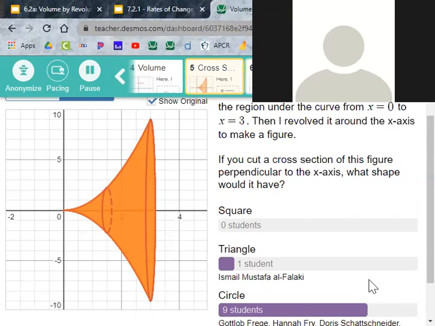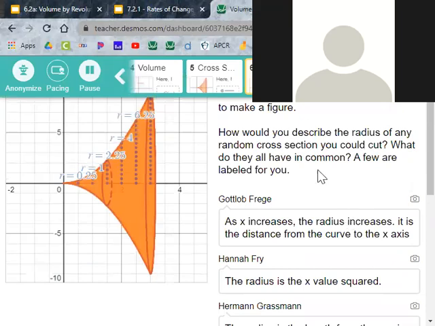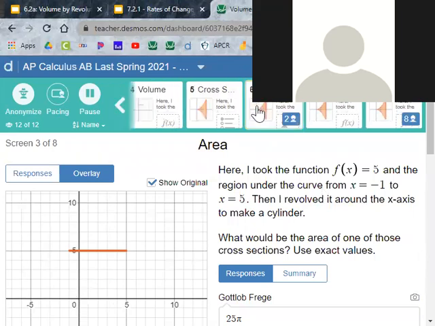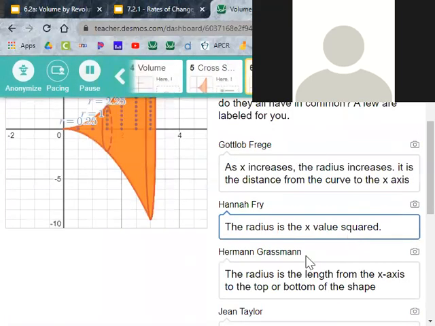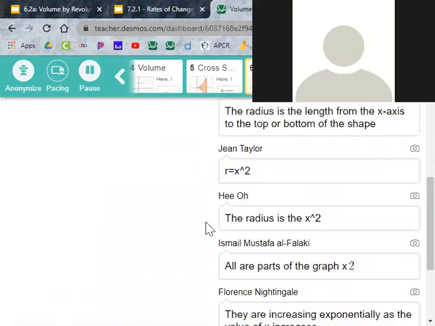So this one was what I was really happy about, the variety of answers and how well they are. So we're going to go through each of them. So as x increases, the radius increases. It's the distance from the curve to the x-axis. Exactly. Like as this keeps going, or if we went back to say slide 3, the radius is still whatever the distance is from the x-axis here, because that's where we're rotating around. The radius is the x value squared. All right. The radius is the length from the x-axis to the top or bottom of the shape. That's true. The radius is x squared.